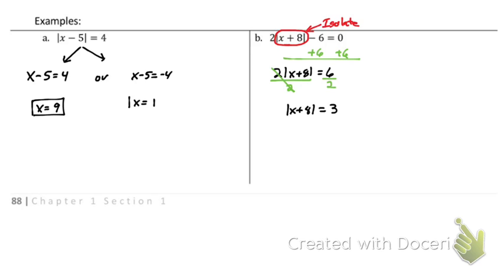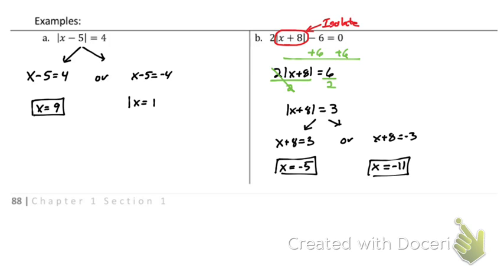Now we can decide if there's a solution. We know there's going to be two solutions because this is a positive 3. So we're going to split it apart into either the inside equals a positive 3 or that inside equals a negative 3. This would be subtracting 3, so x could be a negative 5, or x could equal a negative 11.